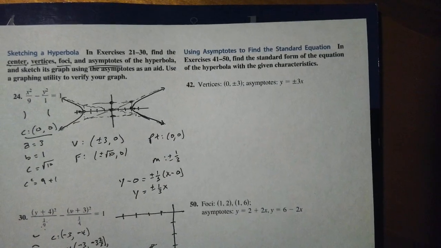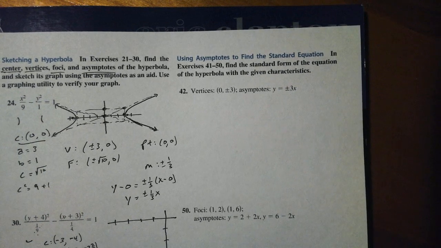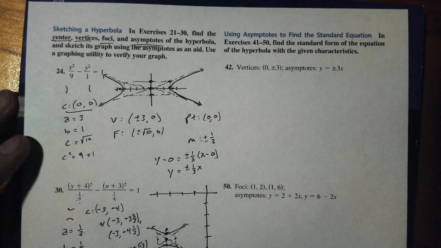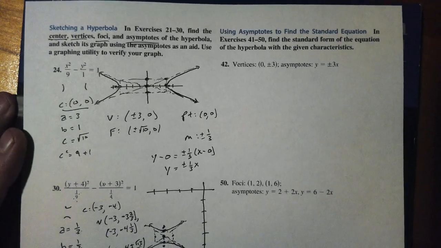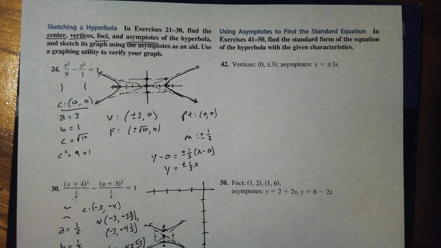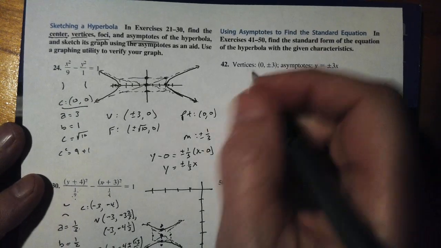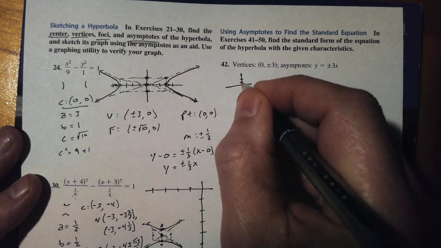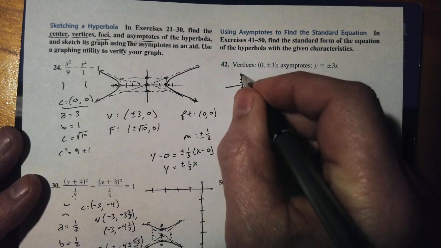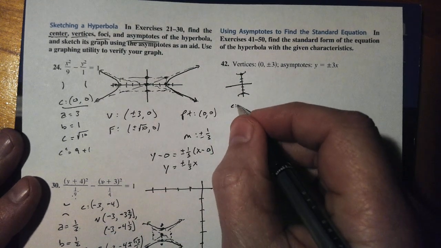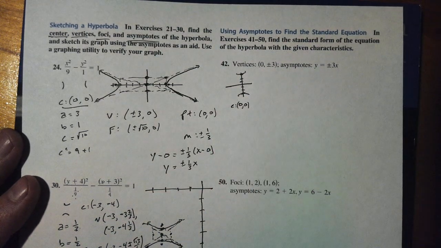Now, when they give us the asymptotes, that's probably worst case scenario. So let's take a look at number 42. In fact, worst case scenario is going to be 50, where they give us the foci and the asymptotes. Yikes. So 0, 3, so that's up and down 3. 1, 2, 3, 1, 2, 3. We look like this. I've got direction. The center is 0, 0.